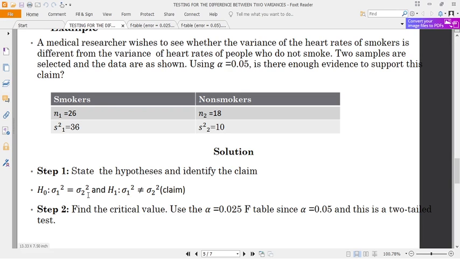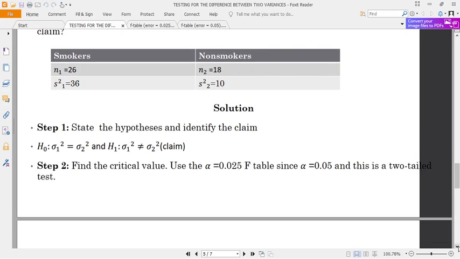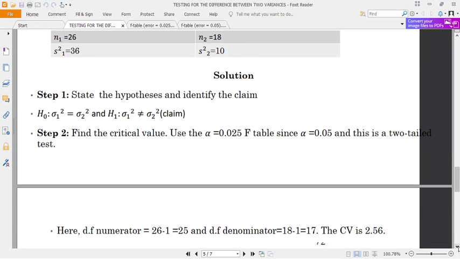Since we are comparing variances, our null will be that the variances are equal, and therefore the alternative will be that the variances are not equal. So step 2, we look for the critical value. For the critical value, we are going to use the different degrees of freedom.